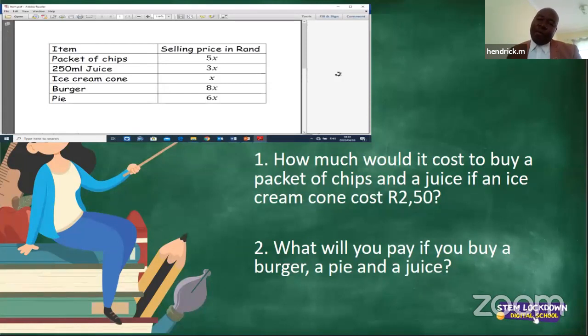Alternatively, you can add your expressions together. In other words, the burger is 8x, then you can say 8x plus. The second one is a pie, which is 6x. Therefore, you'll have 8x plus 6x plus. The last one is a juice, which is 3x. Now you have your expression as 8x plus 6x plus 3x. And 8x plus 6x gives you 14x. And 14x plus 3x gives you 17x. Once you have 17x, you can simply substitute. Your value of x is 2.5, or 2 rand and 50 cents. Then you multiply 17 by 2 rand and 50 cents to get 42 rand and 50 cents.